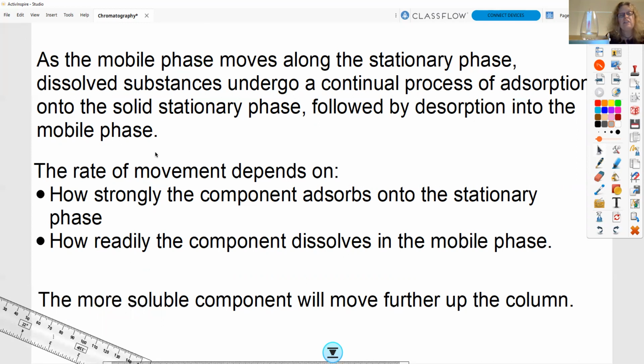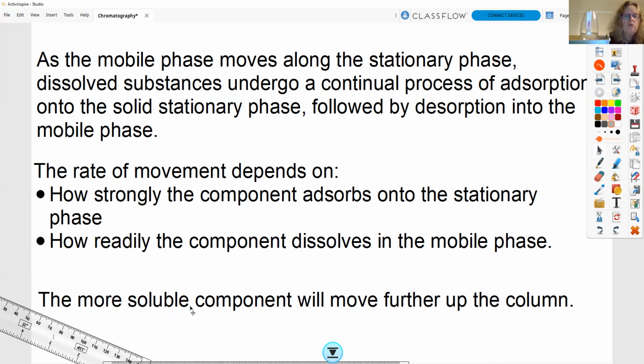The rate of movement depends on how strongly the components adsorb onto the stationary phase, so how strongly they cling to the paper, and how readily they dissolve in the water. If they're really quite soluble, they're going to go further, and if they're less soluble, they're going to come out of solution onto the paper early on. And you'll end up with a separation of different colours. I can see a light pink and a dark pink going on here, and I'm hoping it'll get more interesting. I haven't tested out the purple texture, so I'm not sure.